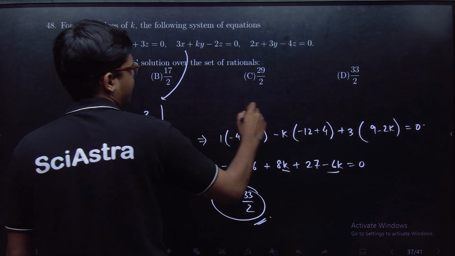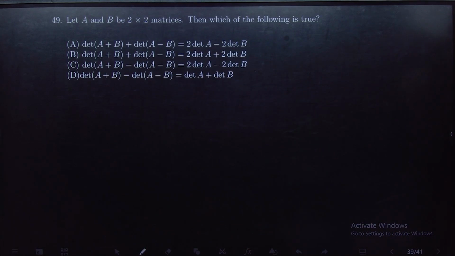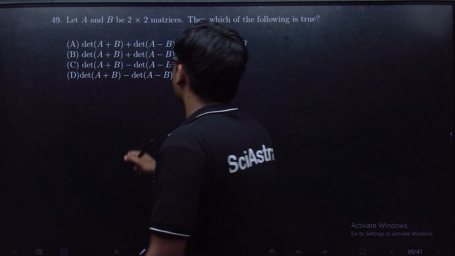Okay, so that's option D for us. Okay. Right. This question is, let A and B be 2 cross 2 matrices, then which of the following is always true? This is a standard result.